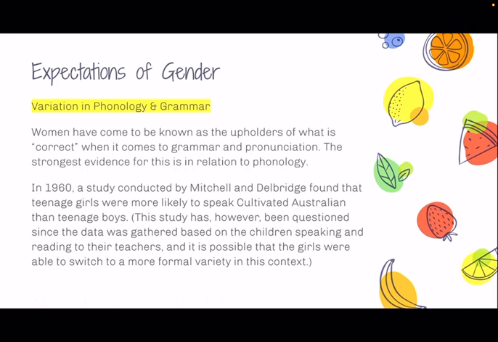In 1960, a study conducted by Mitchell and Delbridge found that teenage girls were more likely to speak cultivated Australian accents than teenage boys. This study has, however, been questioned since the data was gathered based on the children speaking and reading to their teachers, and it's possible that the girls were able to switch to a more formal variety in this context.